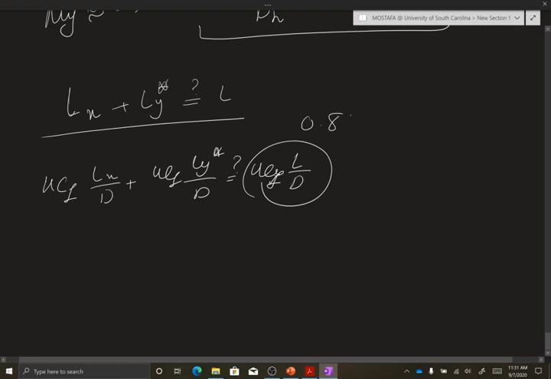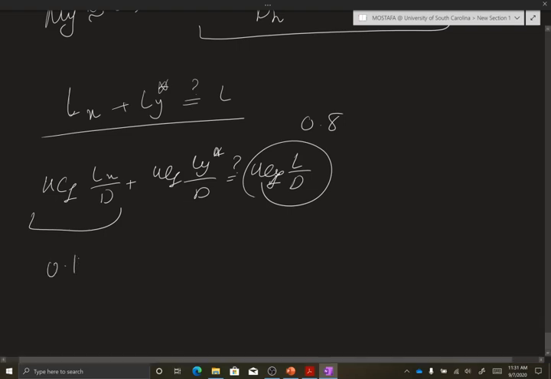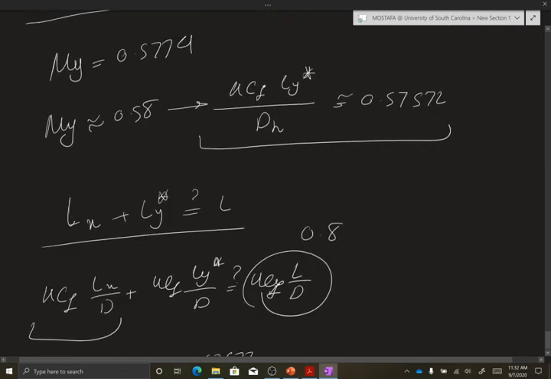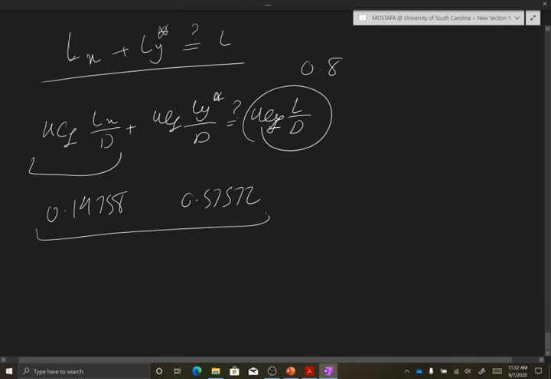We already know that this is 0.8, and we know that this is 0.14758, and this is 0.572. Did I give you the correct number? Yes. Okay, so this addition will end up being 0.7233, which is still smaller than 0.8, right? But it is much closer.